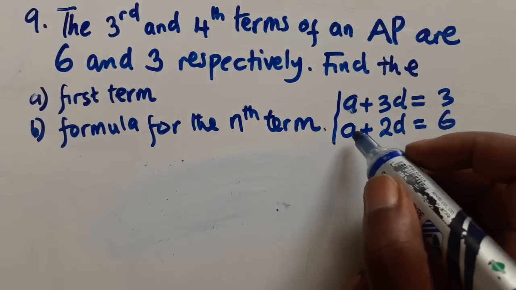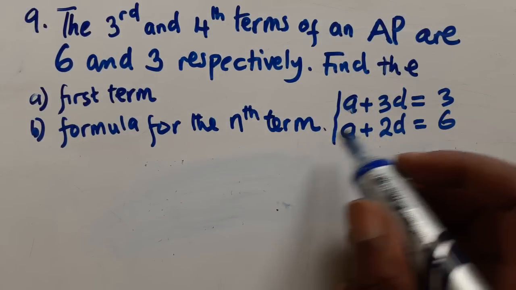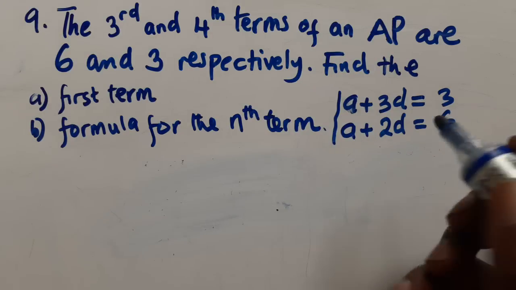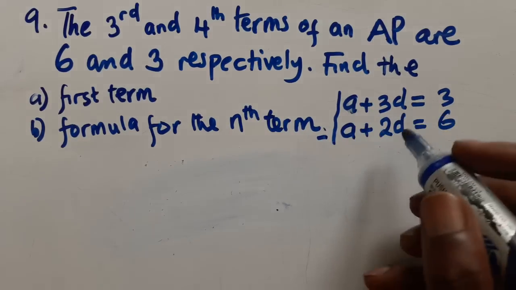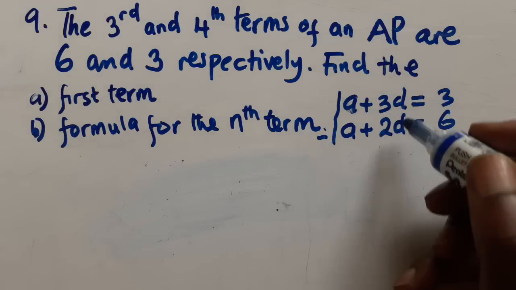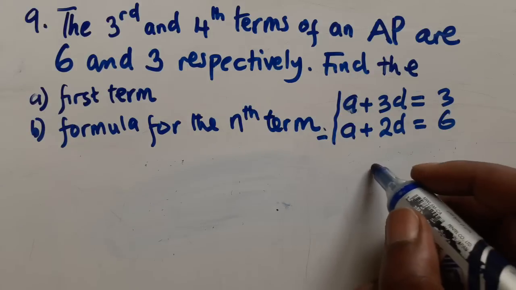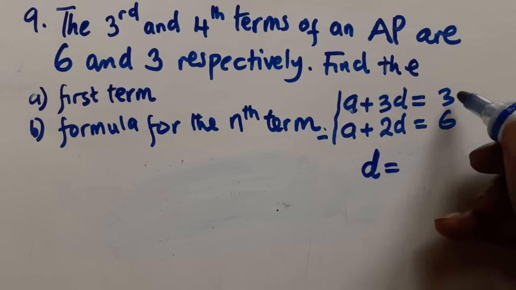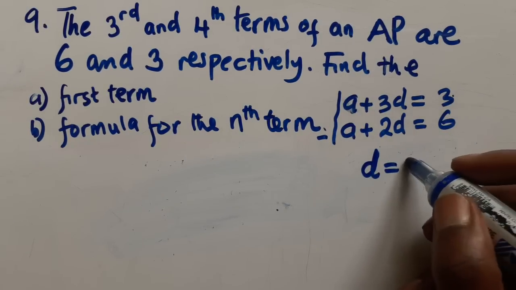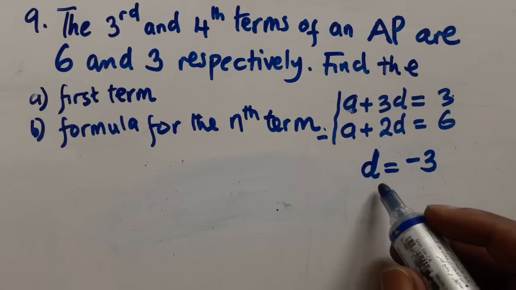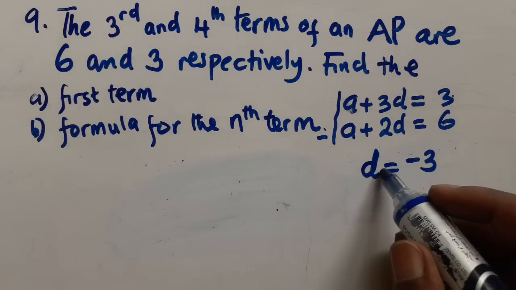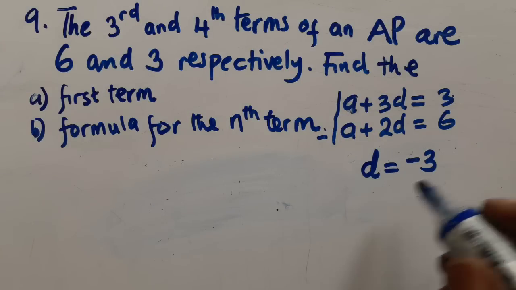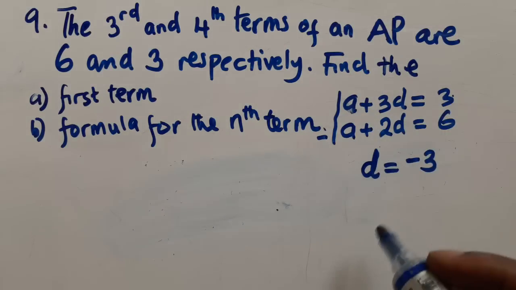As you may see here, A has the same coefficient, so we can eliminate A. To eliminate A, we say A minus A, we get 0. Then 3D minus 2D, we just get D. Then 3 minus 6, we get negative 3. So D is equal to negative 3. This is our common difference. A is the first term.